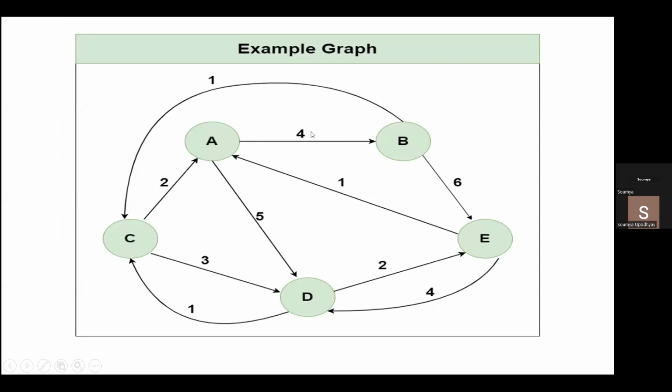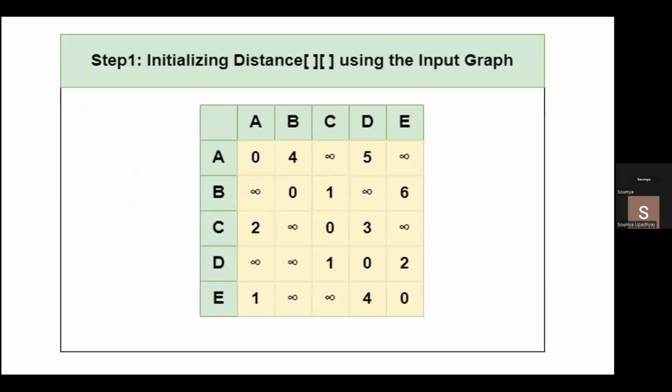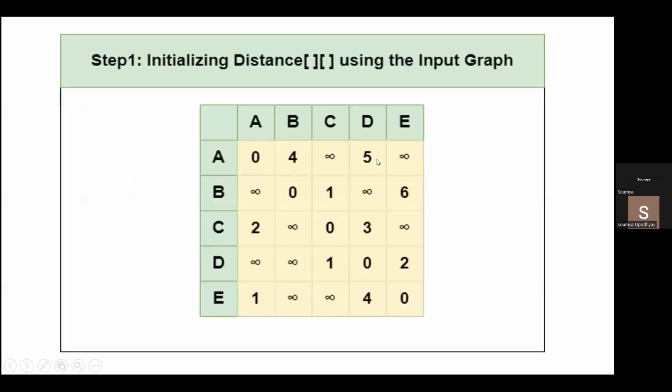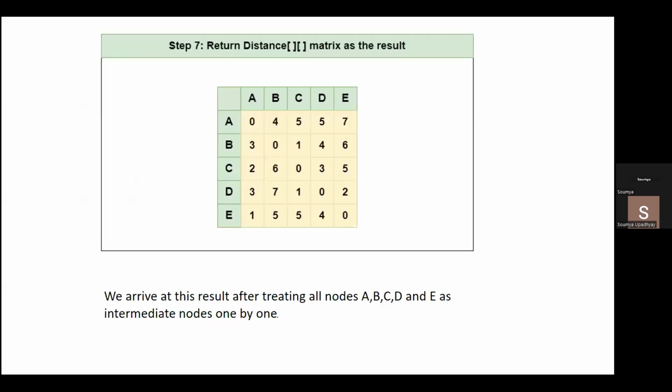So let this be an example. We have 5 nodes here, A, B, C, D, and E, with a directed and weighted graph. So we have to arrange this in a matrix form where A to A, B to B, C to C, D to D, and E to E will be 0 because the node can't travel to itself. So all these values will be 0 and the other values we can take from this graph. So this will be the resultant matrix. We arrive at this result after treating all the nodes A, B, C, D, and E as intermediate nodes one by one.